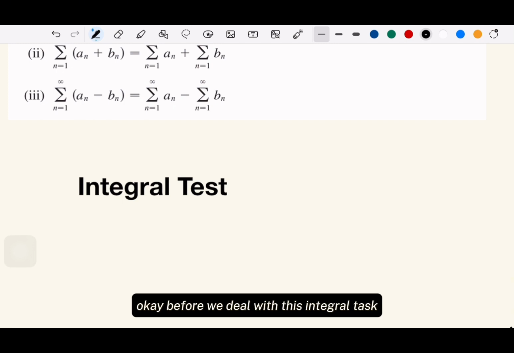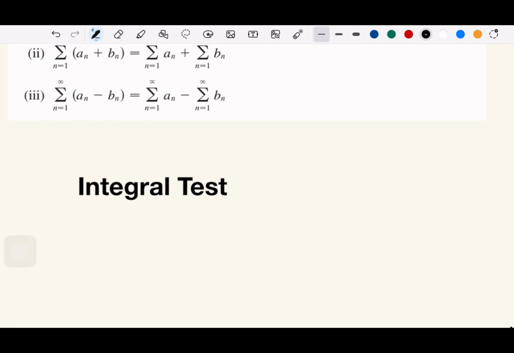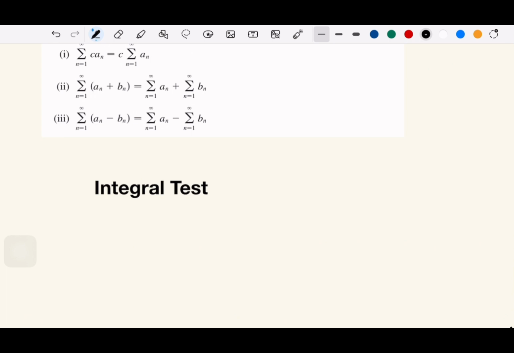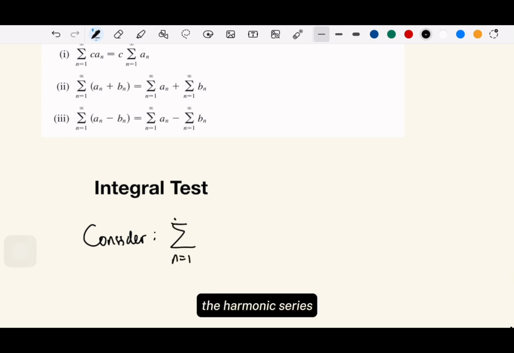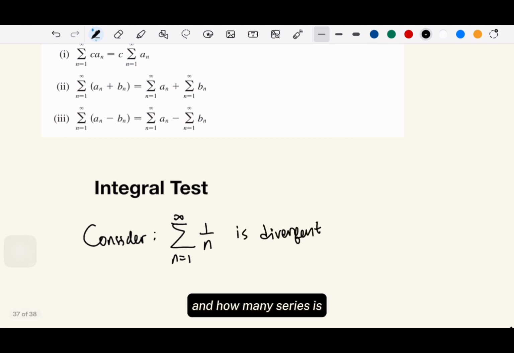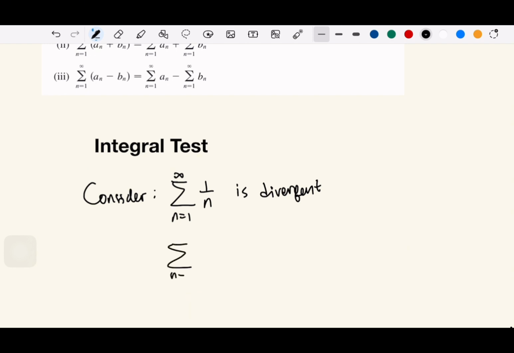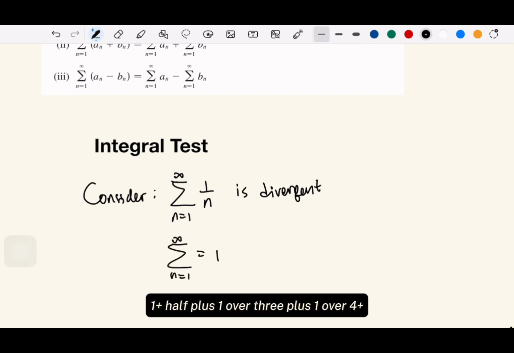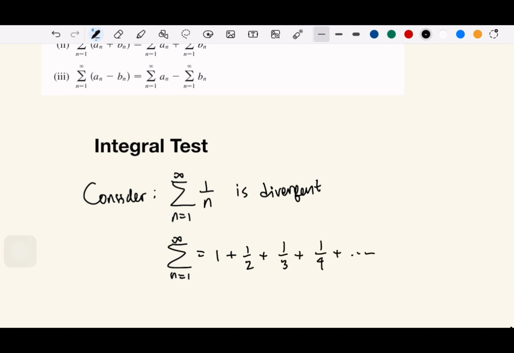Okay, before we deal with this integral test, before, let's consider that the harmonic series is divergent, right? And the harmonic series is 1 plus a half plus 1 over 3 plus 1 over 4 plus dot dot dot, right?